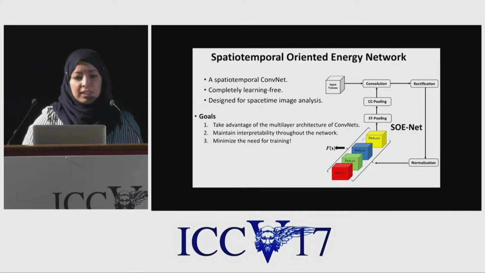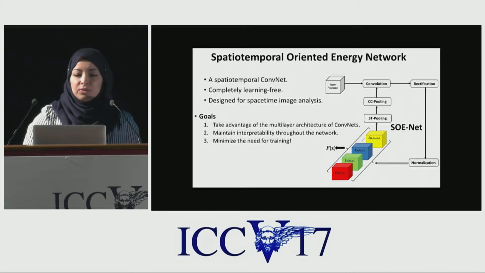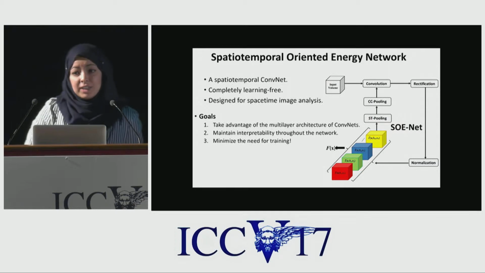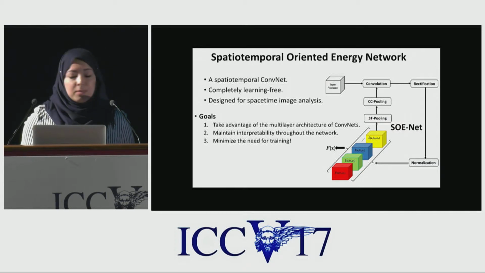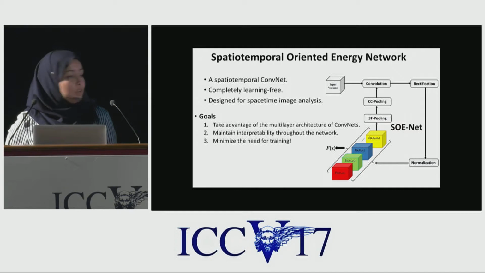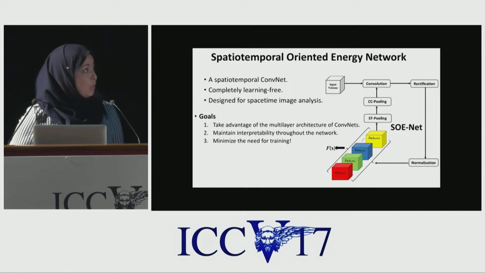First, we wanted to take advantage of the hierarchical nature of ConvNets, and that allows us to extract features that slowly progress from being simple and local to abstract and global. But at the same time, we also wanted to maintain interpretability throughout our network and minimize the many heuristic design decisions that are typical of ConvNets, such as the number of feature maps per layer or the number of layers themselves, as well as other important decisions like the pooling strategy and stride and whatnot.